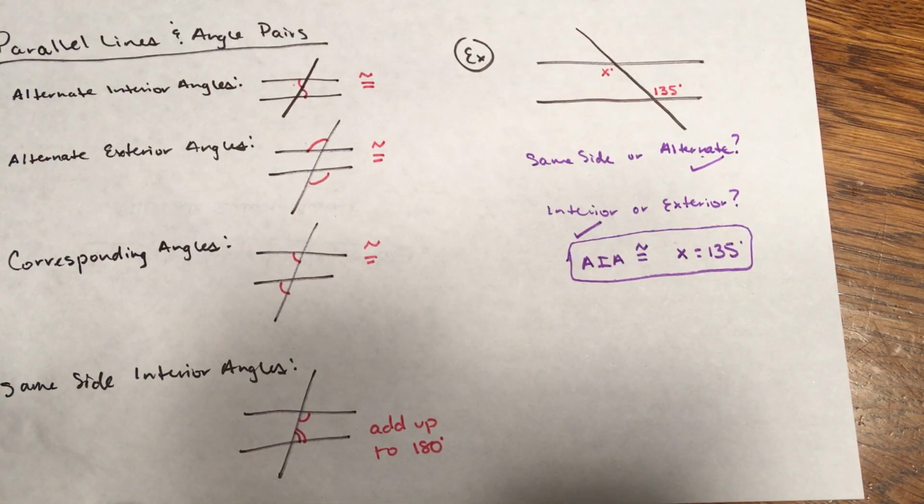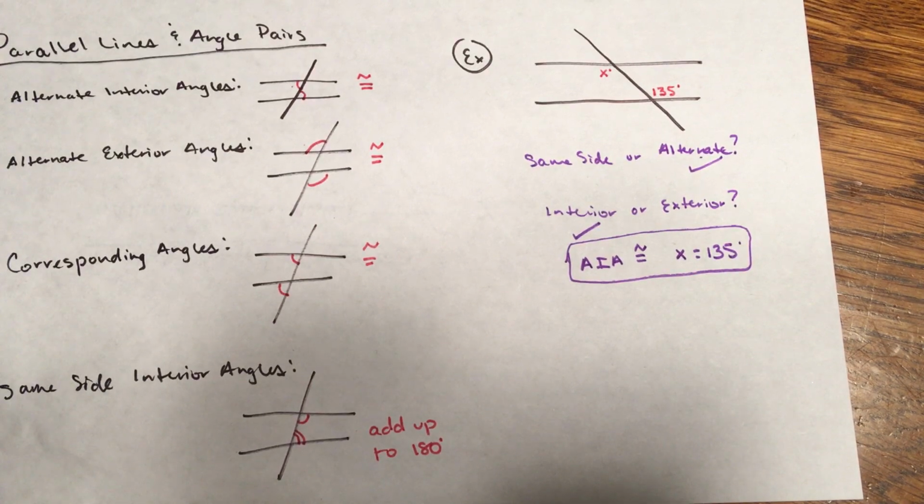Sometimes you'll have angles that are a little bit trickier because they'll be an algebraic expression, but the setup is still the same. You're either going to set them equal to each other or they're going to add up to that 180.